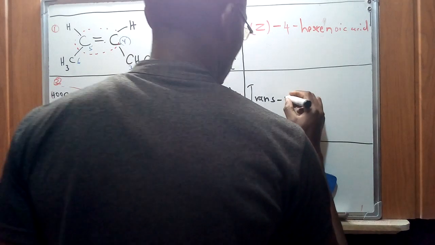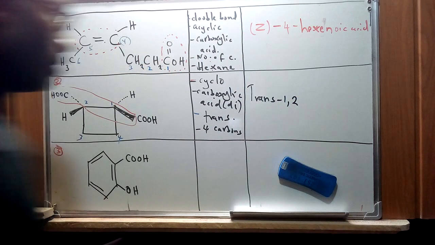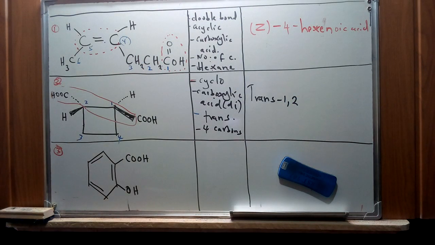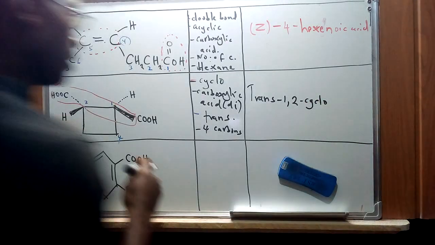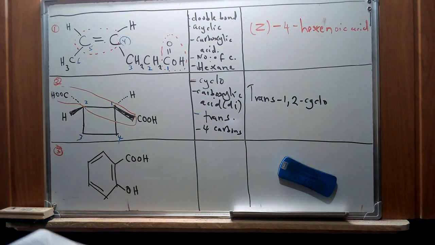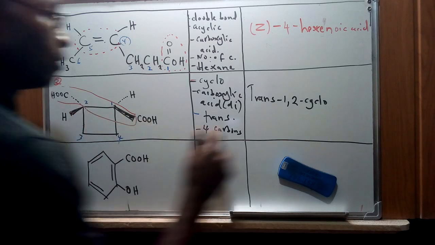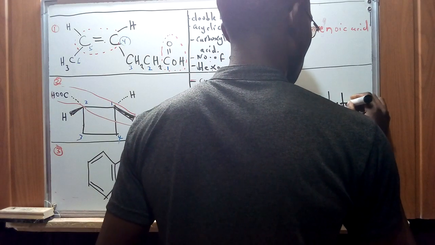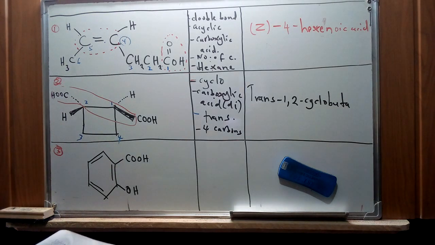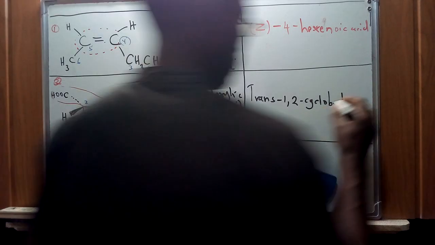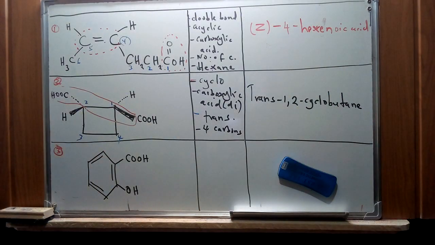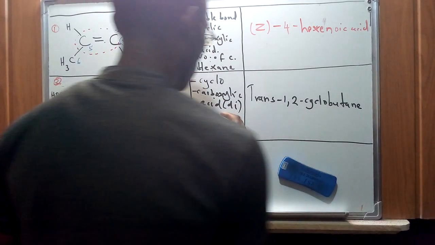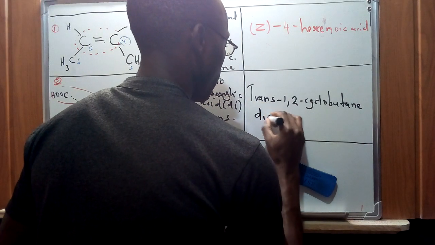And then the position of these carboxylic acids, that is 1, 2. Cyclo, it's a cyclic compound. 1, 2, 3, 4. From the alkane series, this is but-. Of course, it's a saturated compound, so it's going to be butane. And then there are 2, so that is di-carboxylic.